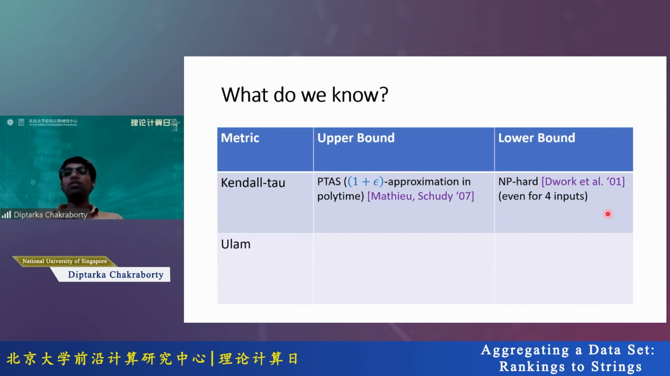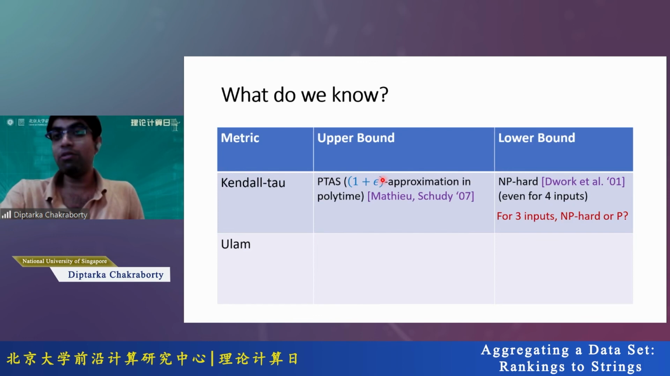And now, what is known? I just mentioned that Kendall tau is one of the most popular dissimilarity measures. For that measure, we know that the problem is NP-hard, even when the number of inputs is restricted to 4. So if you are given 4 inputs and want to compute the aggregate rank with respect to Kendall tau, this problem is NP-hard. From the approximation side, a polynomial time approximation scheme is known, so a polynomial time algorithm achieving 1 plus epsilon approximation. Just before moving to Ulam: for Kendall tau with 3 inputs, we don't know whether it is NP-hard or in P; for 4 inputs, it is NP-hard.